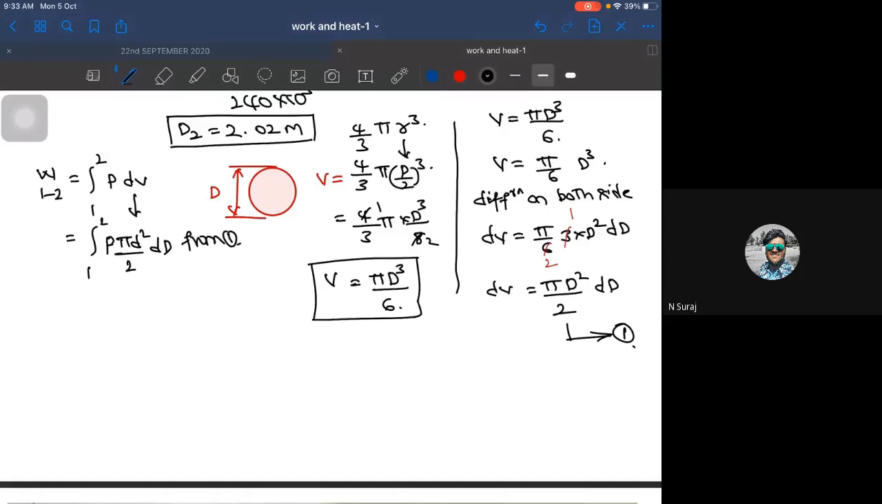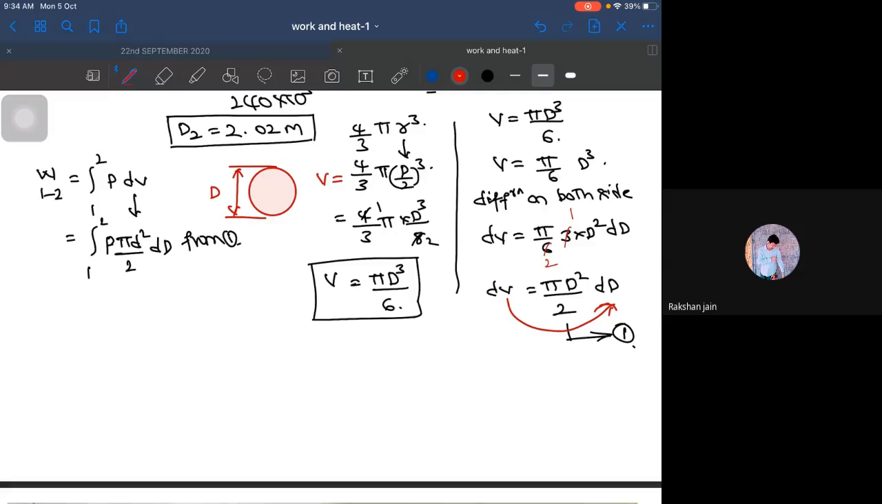Any doubts until now? Easy, right? I have just used the volume expression of the sphere and differentiated both sides to change V to D. So that was my intention. That's why I have done it.